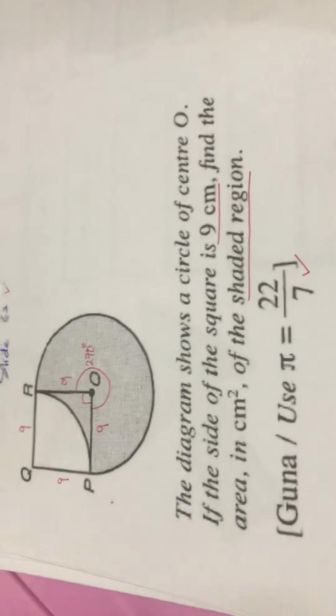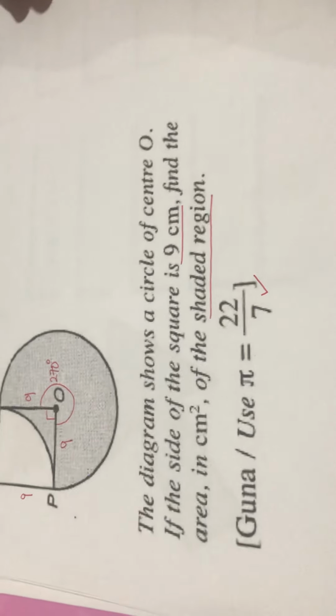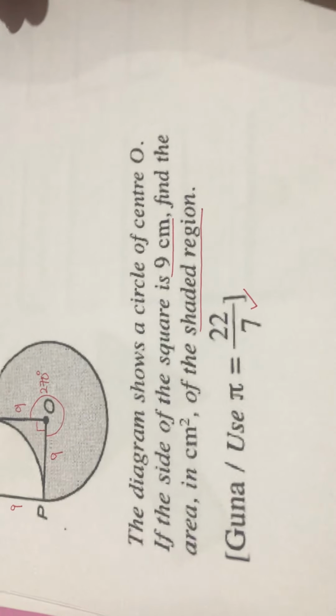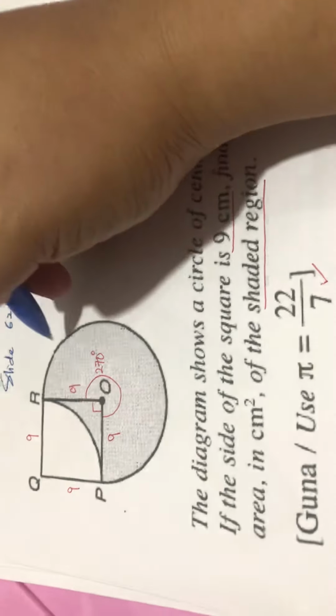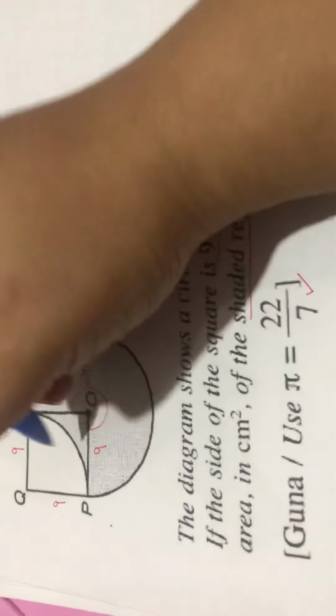So, to answer this question, there are two parts of shaded area, shaded region yang awak kena cari. So, this is the first part. Okay, this is second part.